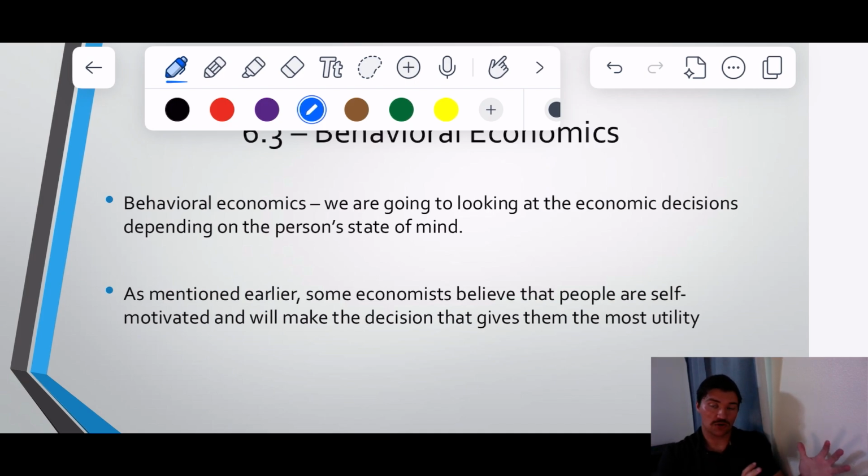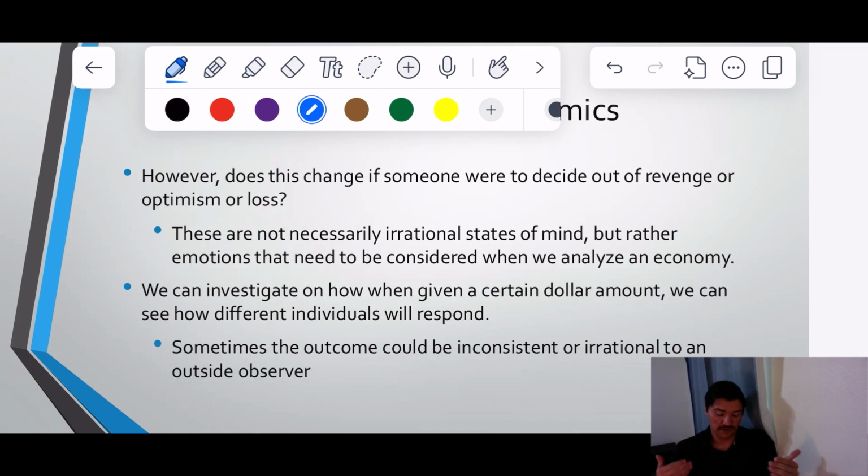But the new way of thinking is showing us, given the environment, your decisions could look irrational from an outside perspective, but you are still being a rational person in your own way of thinking. Okay, so how does this change if, given your environment, you were to make a choice out of revenge or optimism or loss, right? So in one way of thinking, when you're reacting out of revenge, this could be hurting you, right? So the old school way of thinking would say you wouldn't do that. That's irrational. But the new way of thinking is saying, given your state of mind, you thought that was rational, so we have to consider that, okay?